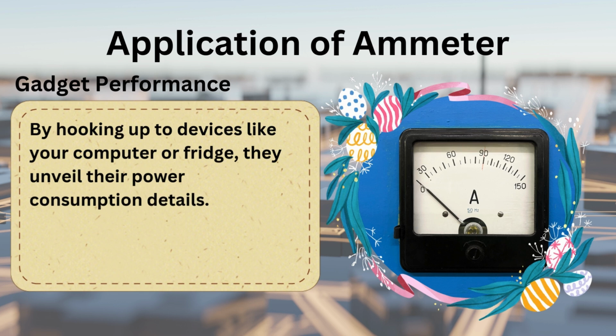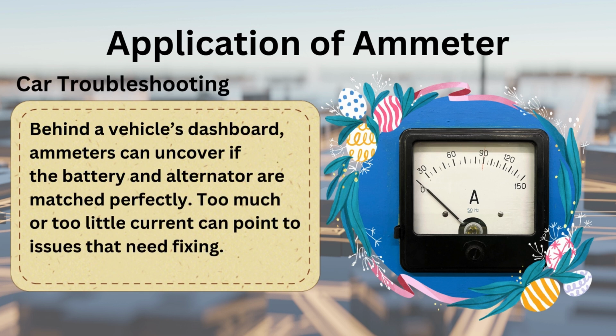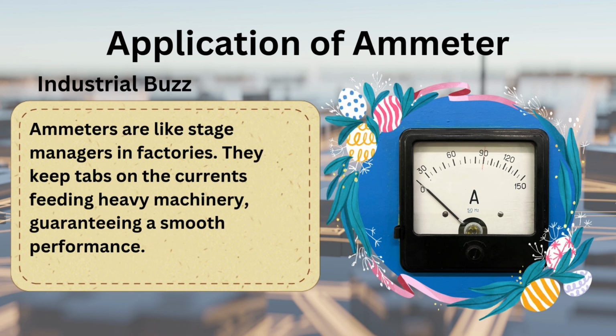Number 3. Car troubleshooting. Behind a vehicle's dashboard, ammeters can uncover if the battery and alternator are matched perfectly. Too much or too little current can point to issues that need fixing. Number 4. Industrial use. Ammeters are like stage managers in factories. They keep tabs on the currents feeding heavy machinery, guaranteeing a smooth performance.